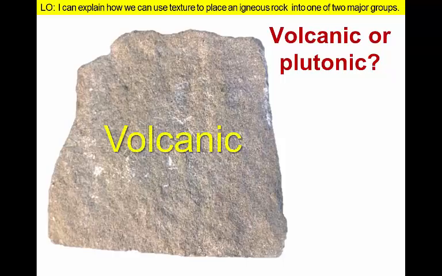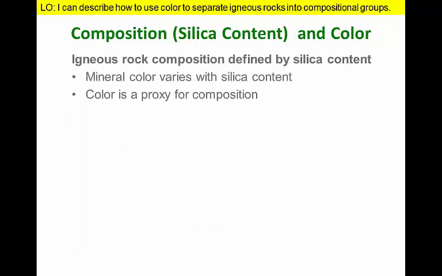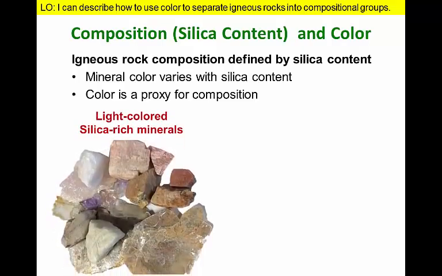We can differentiate volcanic and plutonic rocks on the basis of their texture, but if we want to classify igneous rocks further, we have to divide them up by composition. We'll use the silica content of the igneous rocks to divide them into three groups. Fortunately, we don't have to do any fancy chemical analysis to determine composition, as the color of the igneous rock serves as a proxy for its silica content.